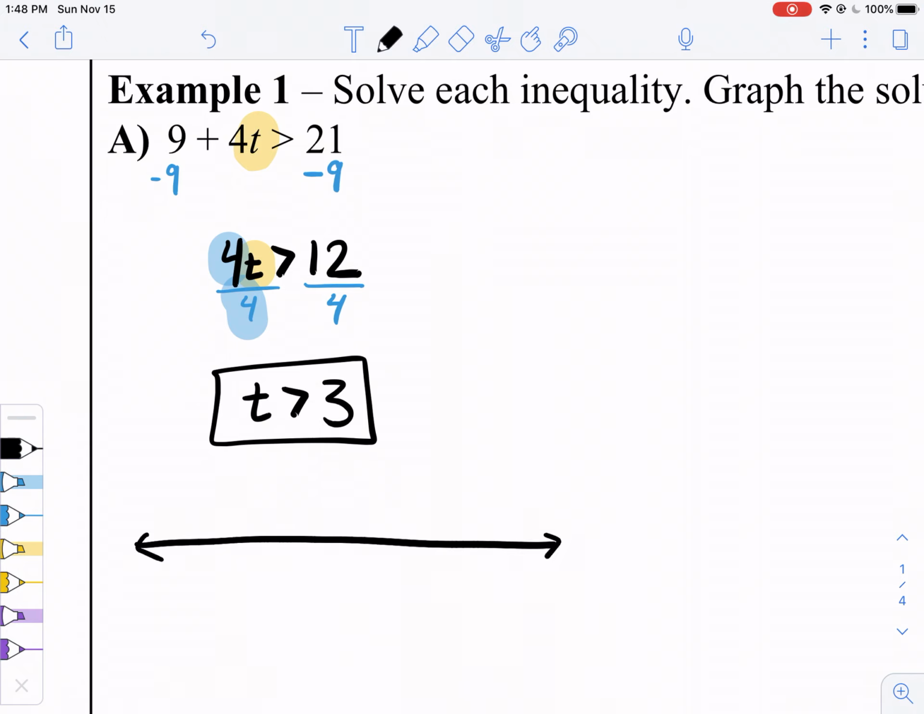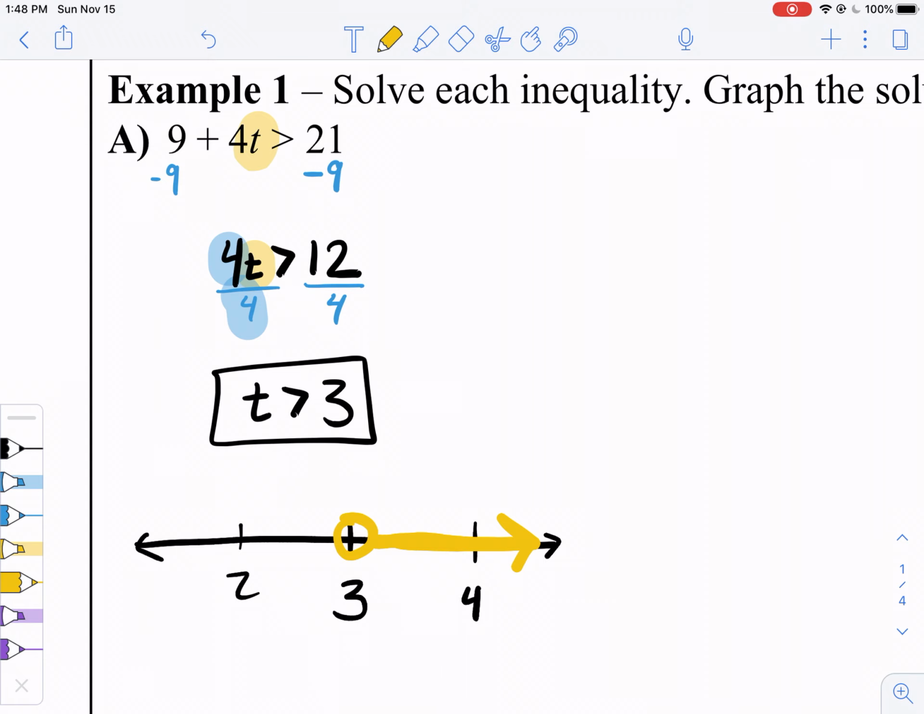Now to graph our solution, we're going to put all of our values on a number line. I like to put 3 right in the middle, and then I look at this t and I see, okay, t is greater than 3. That's strictly greater than, not greater than or equal to. And then as long as t is greater than 3, we will be going this way. t is greater than 3.